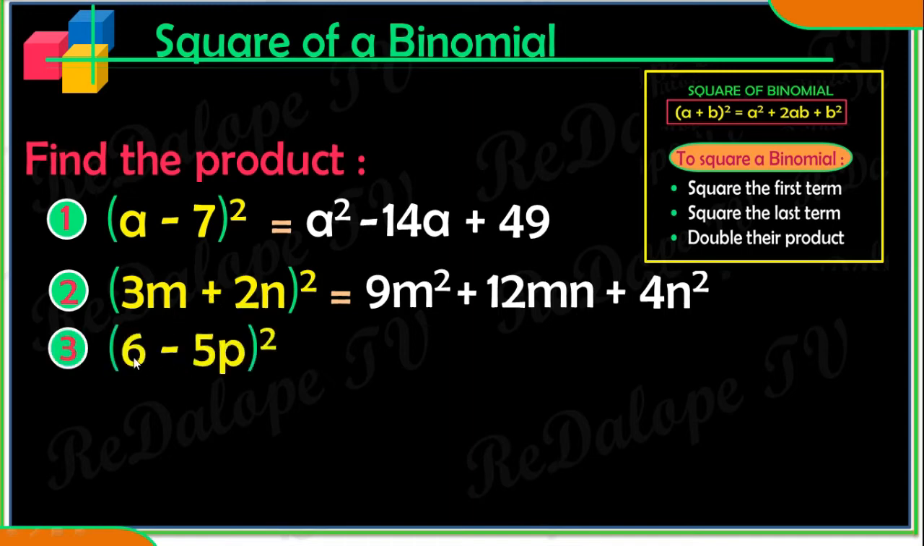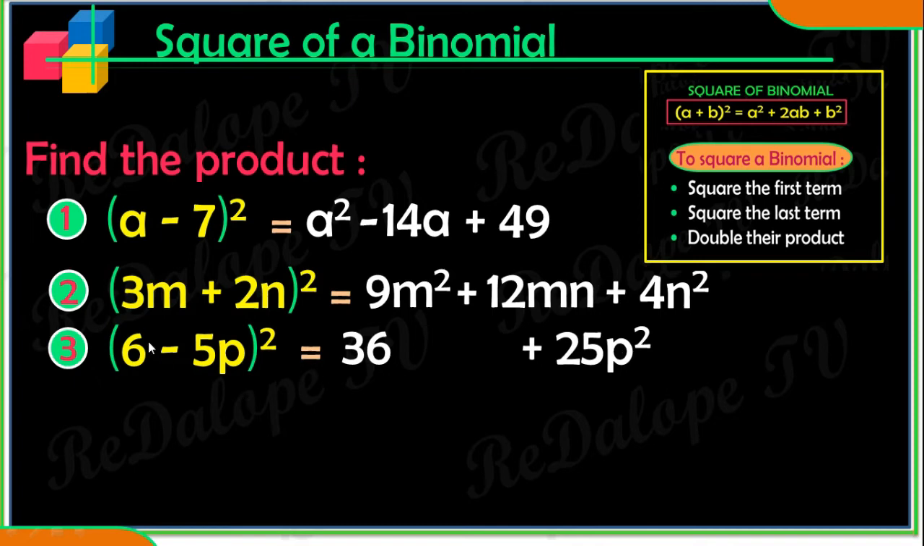For number 3, we have the quantity of 6 minus 5p raised to square. Now to obtain the first term, square the first term, which is 6. 6 times 6, so that is 36. 5p times 5p to get the last term, so that is positive 25p squared.